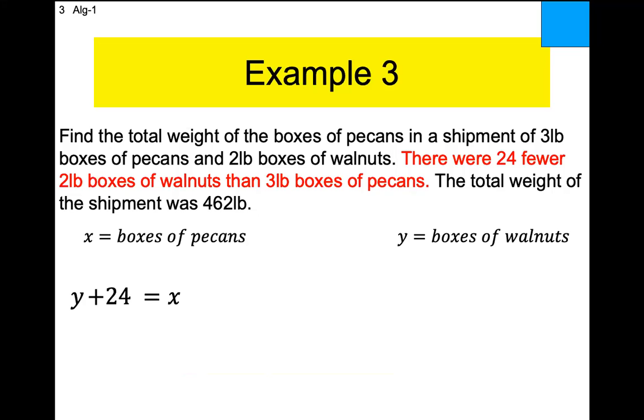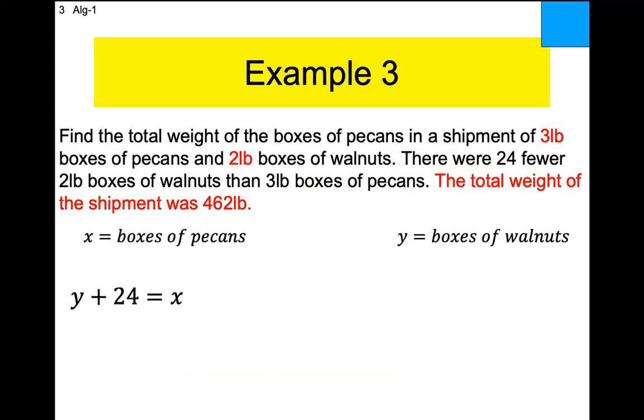Well, that's an ugly equation. Maybe the second sentence is easier. It says the total weight. How do you get total weight? Adding. You add. What are you adding? By the way, it equals 462.